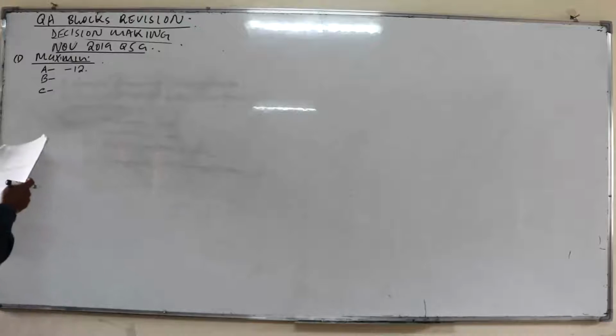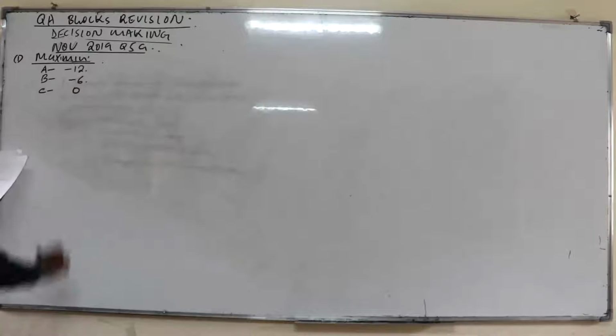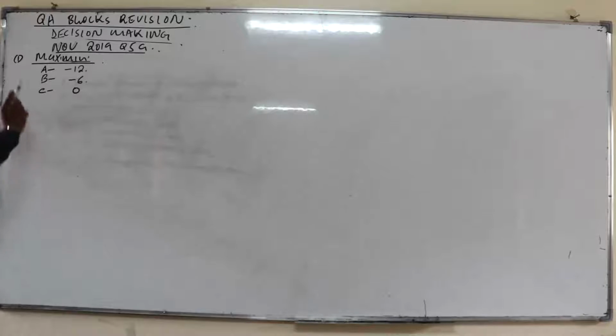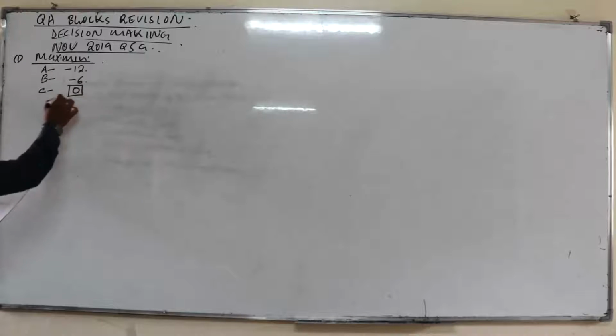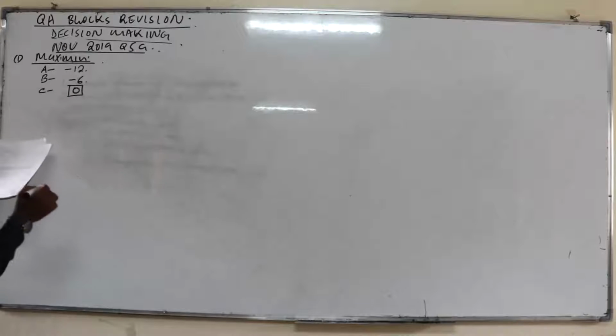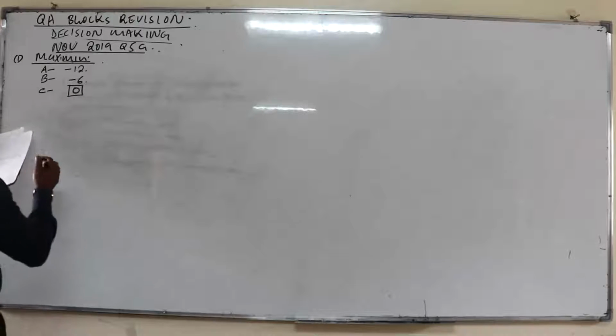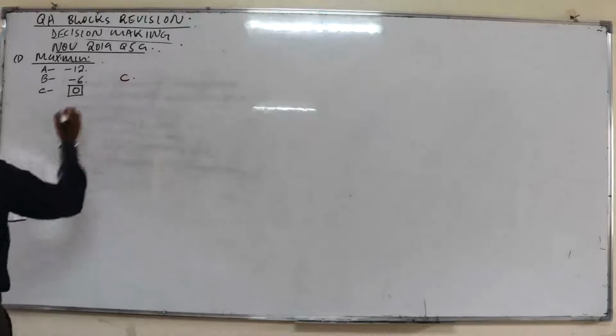For B, the minimum we have is negative 6. And then for C, the minimum is 0. We already have the minimums, and then it's the maximum of the minimums. Once we have the minimum, you select the maximum, and the maximum here is 0. So in this case, you should adopt alternative C.